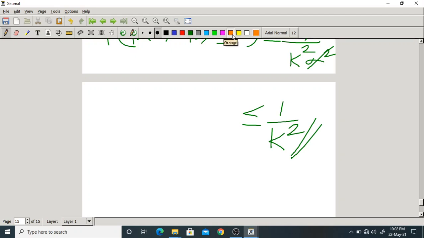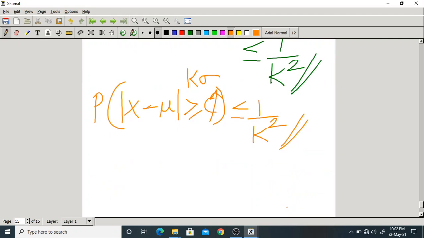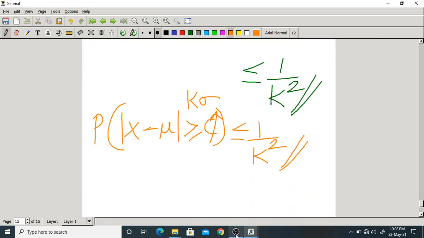So here simply we can say that probability that mod x minus mu greater than or equal to k sigma is less than or equal to 1 by k square. This is one way of writing this. Okay.